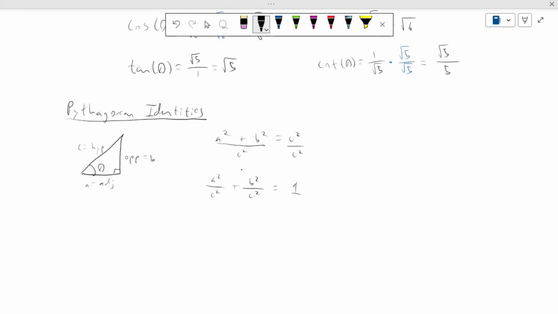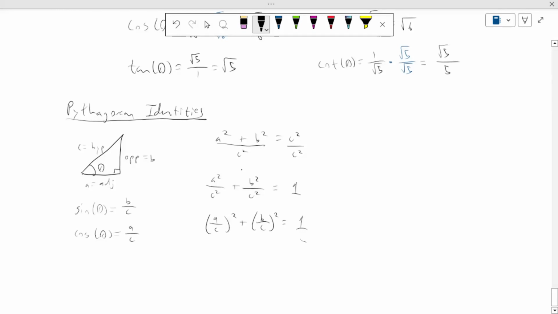All right. Now, A squared over C squared, that's really the same thing as A over C, quantity squared. Same thing with B squared over C squared, that's B over C, entire quantity squared, and that's going to be equal to 1. Now, I'm almost done here. So, if I look at my angle theta over here, sine of theta, which is equal to opposite over hypotenuse, that's the same thing as B over C. And cosine of theta, which is equal to adjacent over hypotenuse, that's the same thing as A over C.